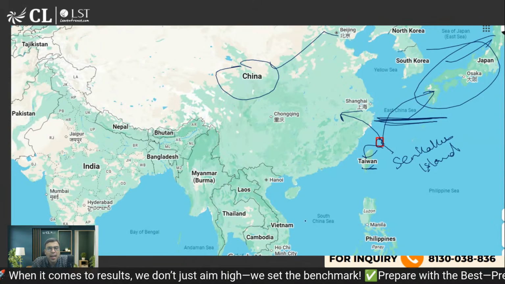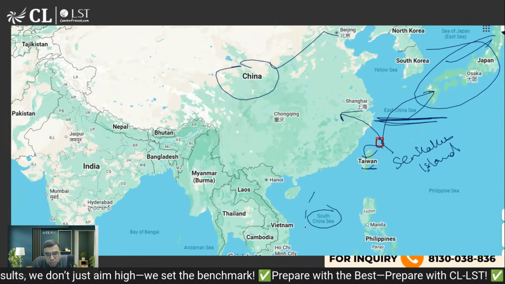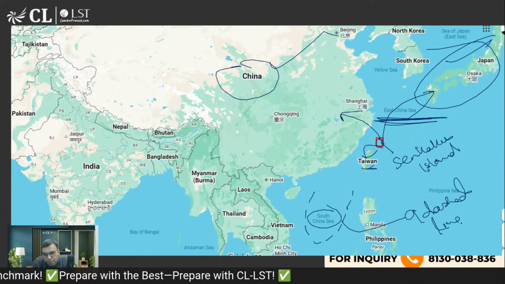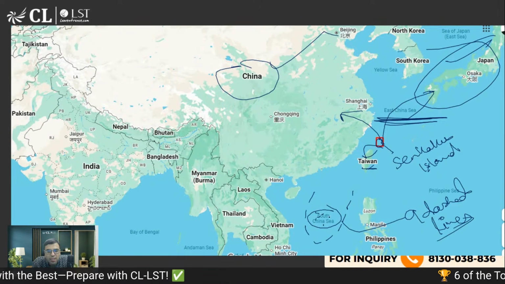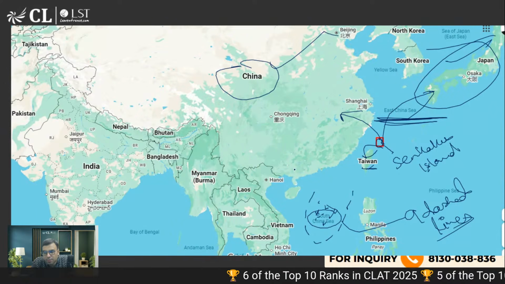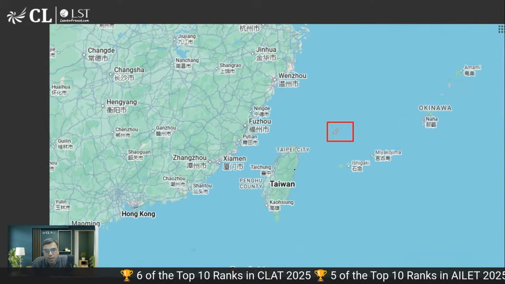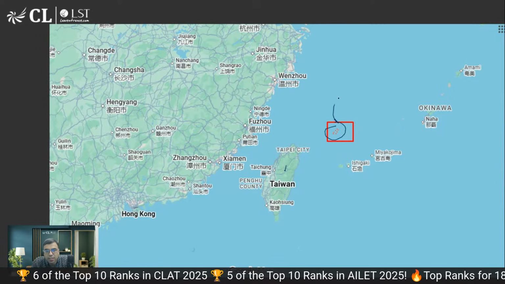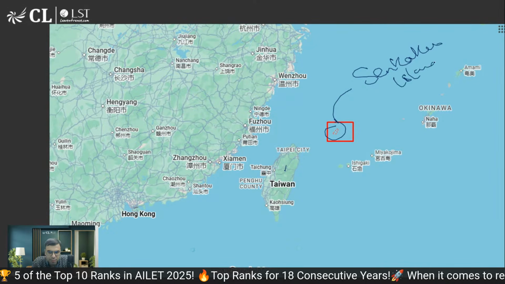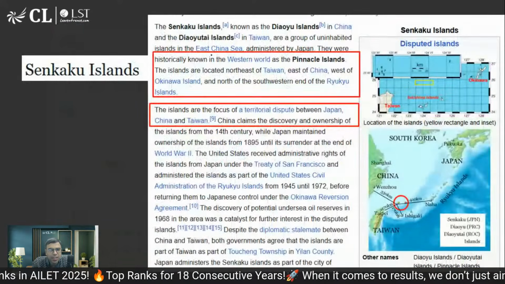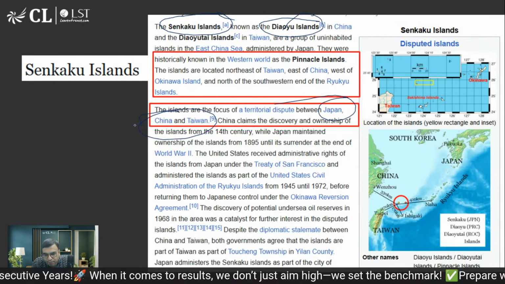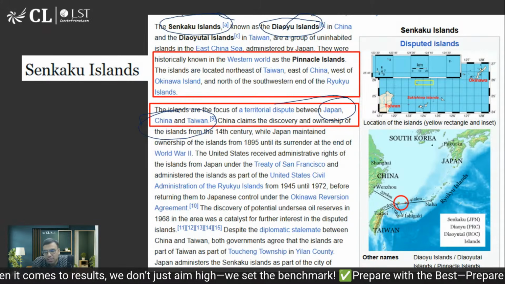Because a few years back, CLAT asked a question about the South China Sea. They had asked about the nine-dash line, and these are the islands: Paracel Islands, Scarborough Shoal, etc. You can see it here. This is Taiwan. This is Senkaku Island. You can read about it: Diaoyu Island, Senkaku Islands, a dispute between Japan, China, and Taiwan. Sometimes they are in the news and they are asked in the exam.